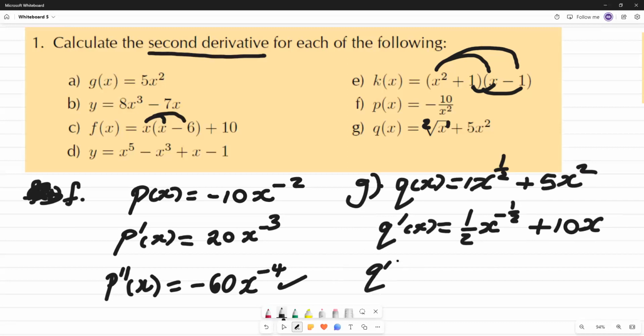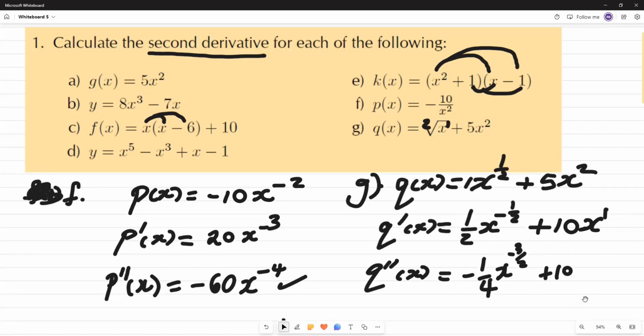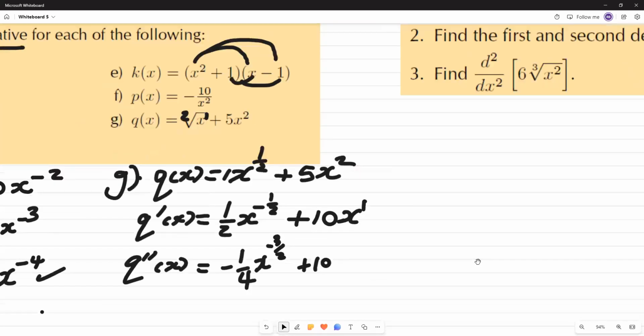Now let's do the second derivative. We can see that the second derivative is going to be this times that, which is negative 1 over 4. x is going to be negative 3 over 2 because we're minusing a 1 there. Then plus 10, because here basically you have 1, so 1 times 10 is 10. Then you have x to the power 0, which disappears. Perfect. Now let's go to the next part.